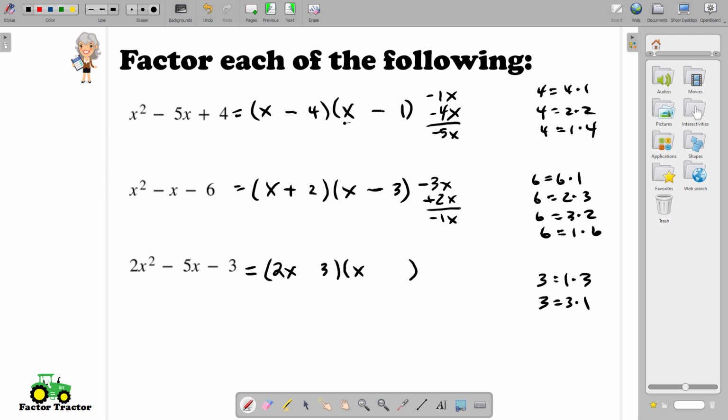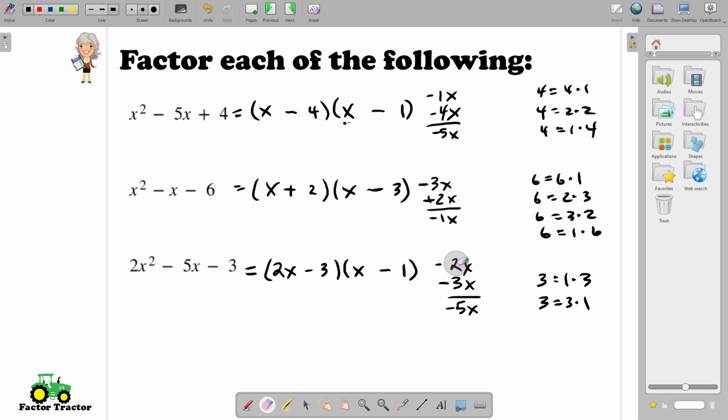If I put the 3 here and the 1 here, let's say, I need a negative 5x. So if I do 2x times 1, I get 2x. 3 times x is 3x. I need a negative 5, which means all of those would have to be negative, and I would get my negative 5x. But look what happens. If I make this negative and this negative, this doesn't work, because negative 3 times negative 1 is positive 3. So even though it worked up until we got to the last term, it doesn't work.